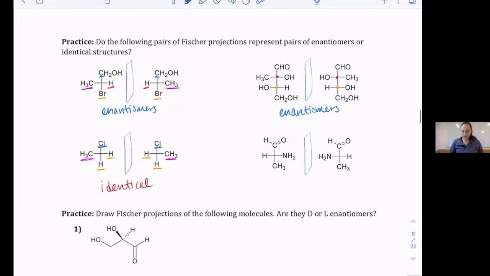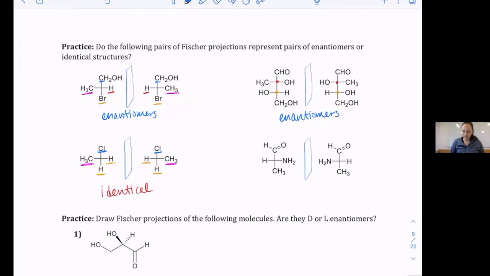Okay, and then our last one down here, let's look at this and see what it is. So again, we have our carbonyl going up to the top. Our nitrogens are coming in towards the mirror, hydrogens away, and methyl group on the bottom. This is definitely a chiral carbon because there's 4 different groups on it, and they're oriented in the mirror plane. So these are enantiomers as well.